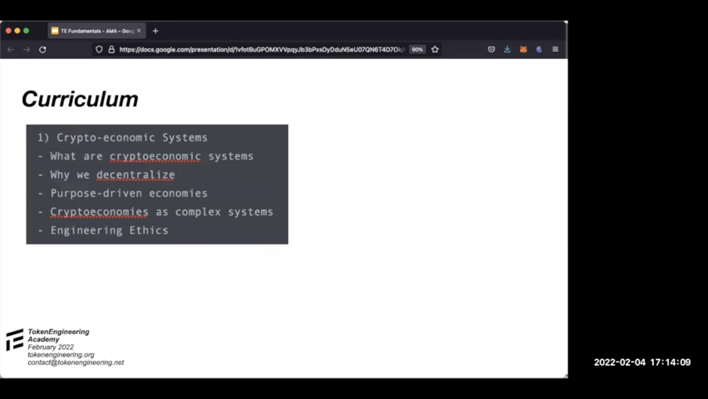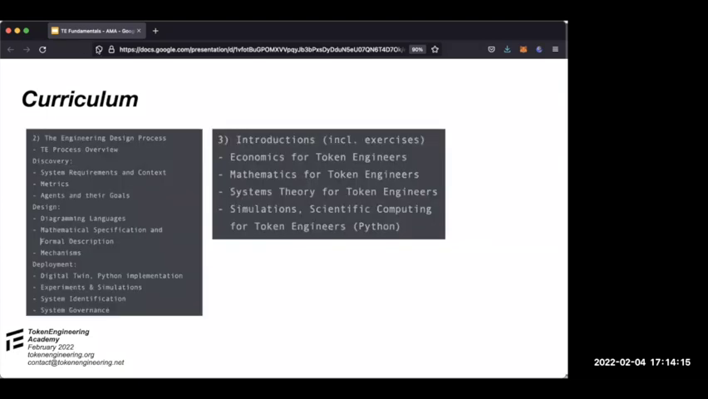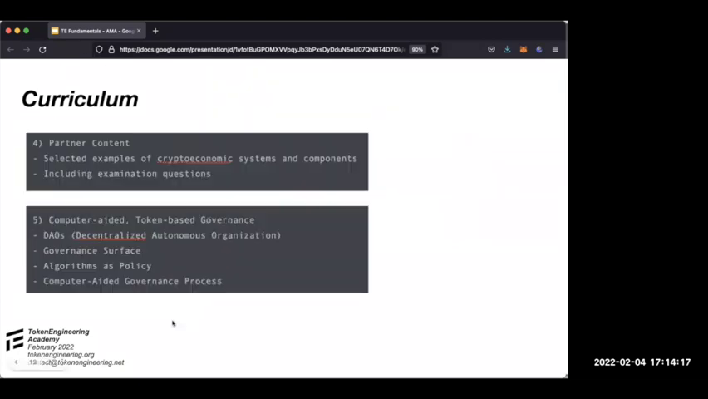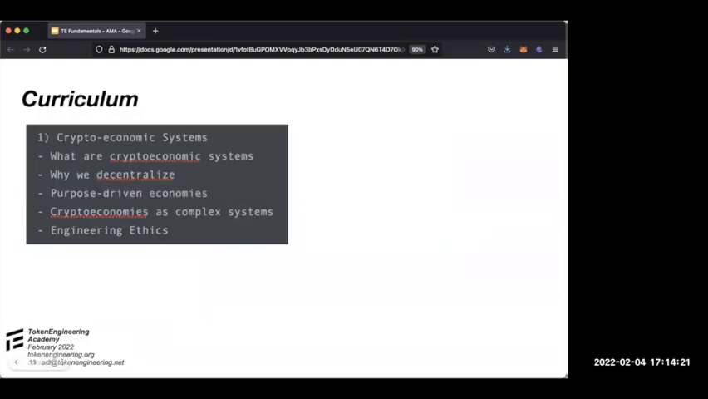So the curriculum, as I said, tries to cover all of the topics relevant for token engineering. And we want to build a story here. What we are trying to do is set the stage with the introduction. We want to set the stage a little bit with an introduction to crypto economics, what it is, which domains it consists of, which fields merge together, and how we apply these things in practice.